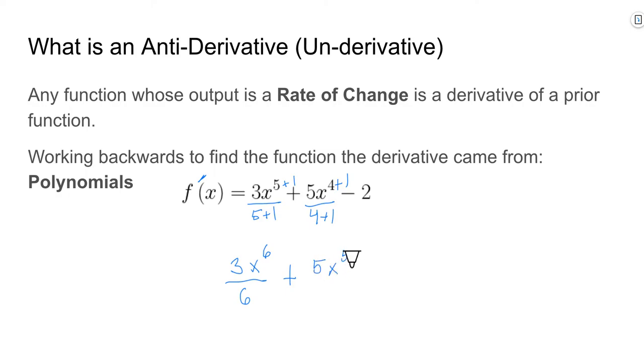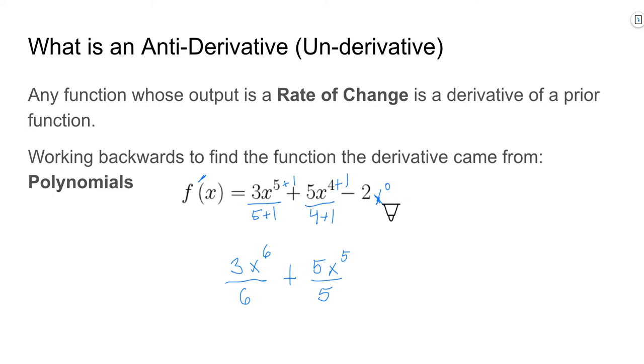5x to the 5th over 5. Okay, now what do I do with the constant? Is that just going to be 0? No, if I take the derivative of a constant, I get 0, but this is going backwards. What we want to think of this as is really 2x to the 0 power. Remember, I will write that down because that's 1 minus 1 equals 0. So x to the 0 is just 1. It's a way of writing 1.